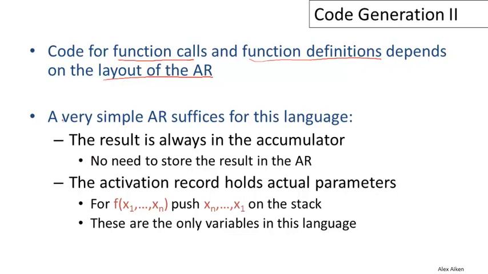Because we're using a stack machine, we're modeling a stack machine in our code generation, the result of a function call will always be in the accumulator, and that means there's no need to store the result of the function call in the activation record. And furthermore, the activation record will hold the actual parameters. So when we go to compute a function call with arguments x1 through xn, we will push those arguments onto the stack. And as it happens, these are the only variables in this language. There are no local or global variables other than the arguments to a function call. And so those are the only variables that will need to be stored in the activation record.